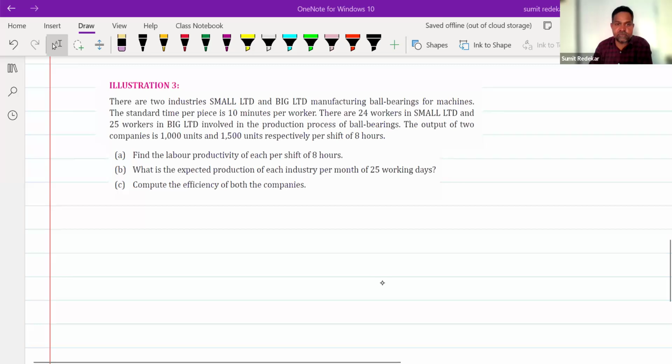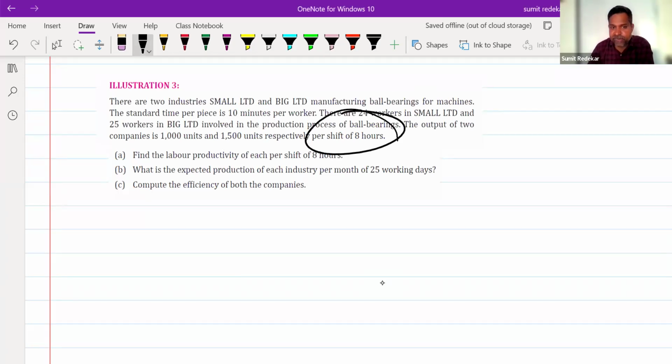There are two industries, small limited and big limited, manufacturing ball bearings for machines. The standard time per piece is 10 minutes. There are 24 workers in small limited and 25 workers in big limited. In the production process of ball bearings, the output of the two companies is 1000 units and 1500 units respectively per shift of 8 hours. Find labor productivity of each shift of 8 hours.